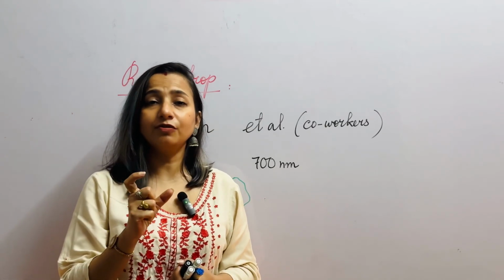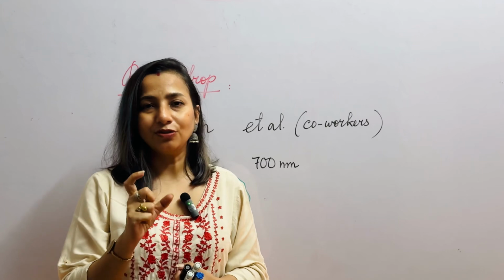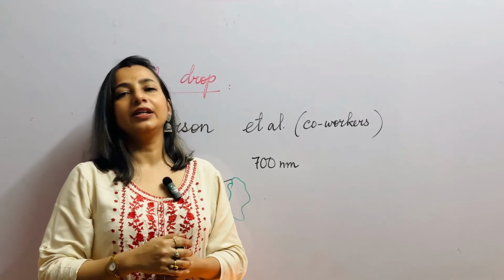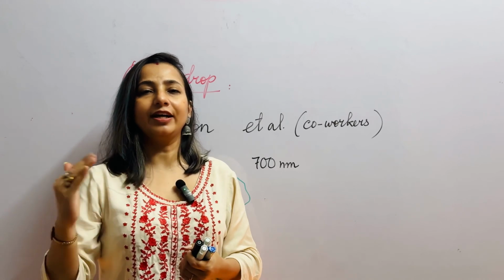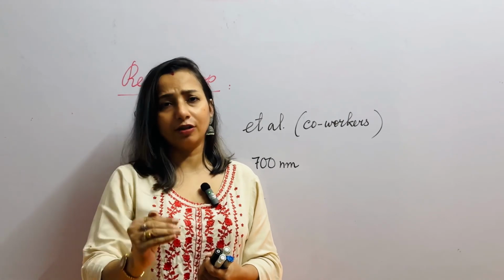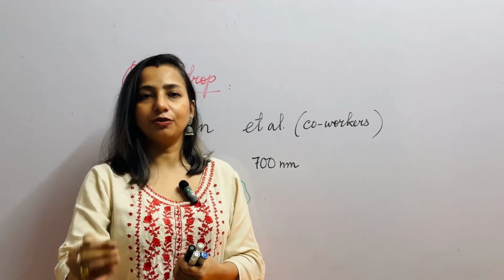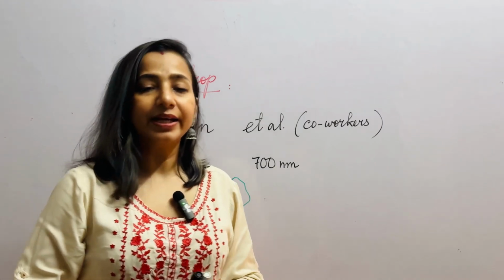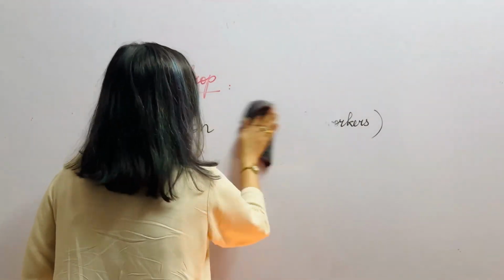And 700 is the wavelength of what? Red color. So they gave the name what? Red drop. So they suggested that if the wavelength of light is greater than 700 nanometer, there will be a fall in the rate of photosynthesis. That is called red drop. Clear? Later on, Emerson did another experiment. Clear?